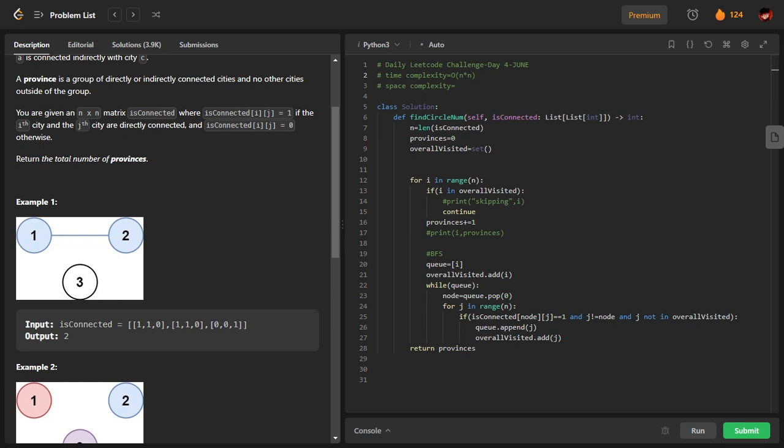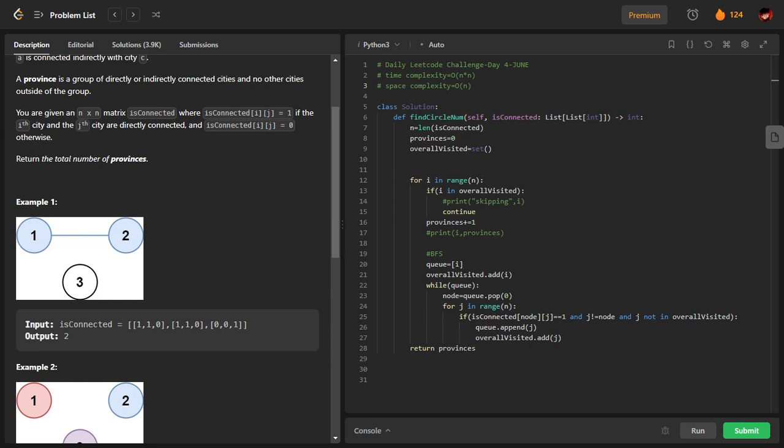Coming to space complexity, see, this queue is the only thing which is consuming some space. But when the program ends, the total number of nodes inserted in it will be n. So it's going to be around O of n. So the time is going to be n square, and the space is going to be O of n.